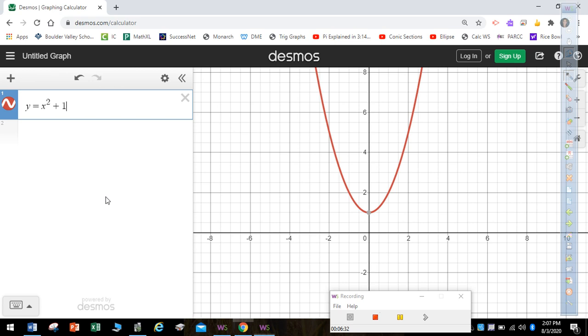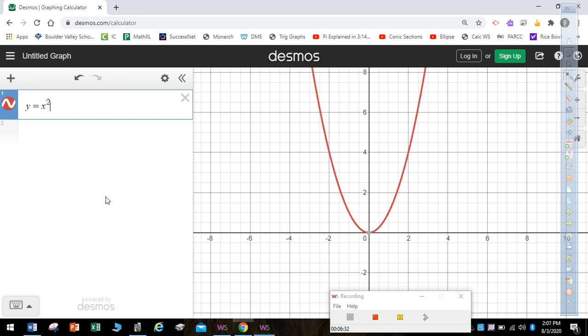And did you see what happened on the graph? It moved up 1 space. If I change that 1 to a 2, it moves up 2 spaces. Change it to a 3, it moves up 3 spaces, and so on. So we see here that adding a number onto the end is going to cause our graph to move up.